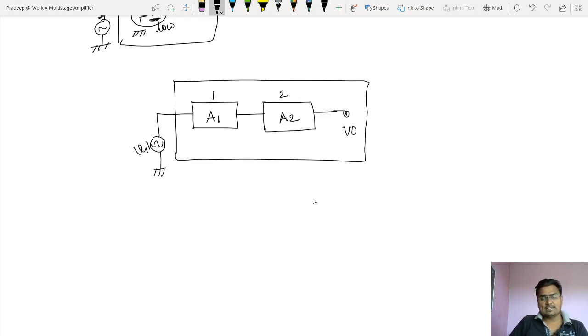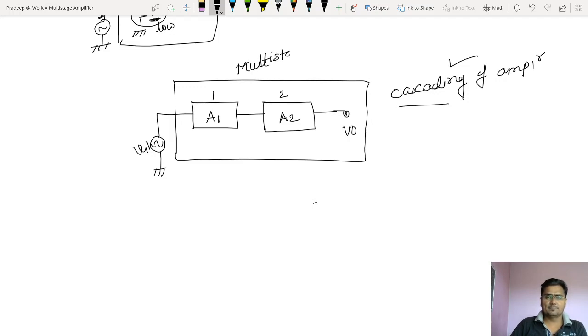So this connecting of two amplifiers in series is called cascading. This thing is called cascading of amplifiers. Connecting amplifiers in series is called cascading of amplifiers. Now what am I achieving by cascading the amplifier? We will talk about the achievements afterwards, but for the time being, the connection is called cascading, and this complete circuit is called a multi-stage amplifier.